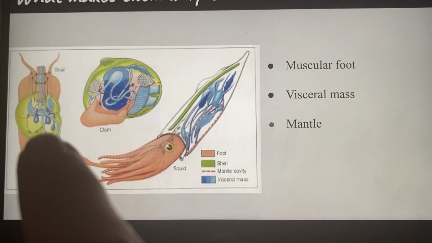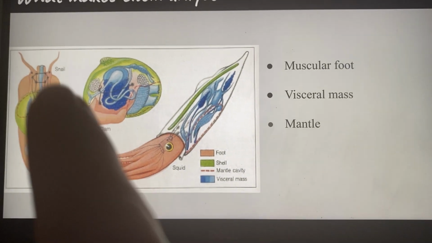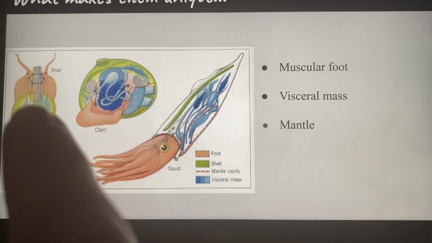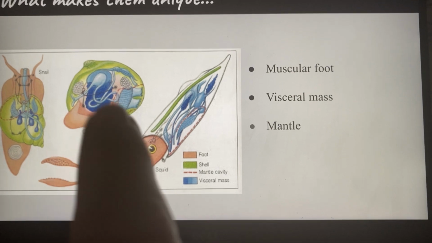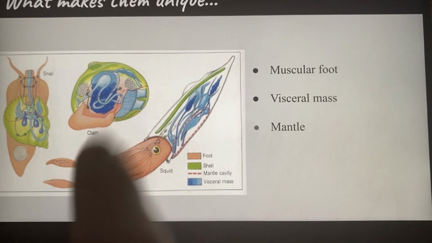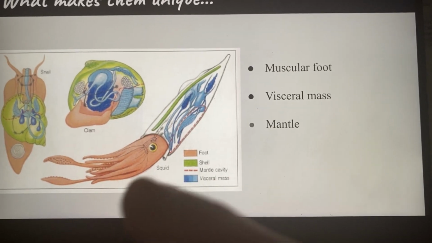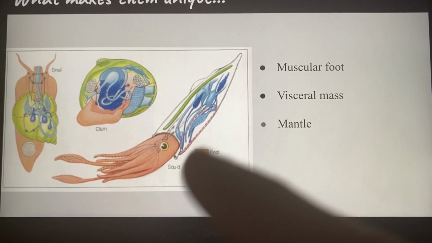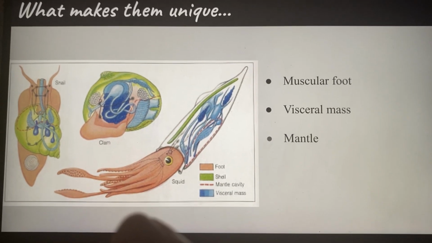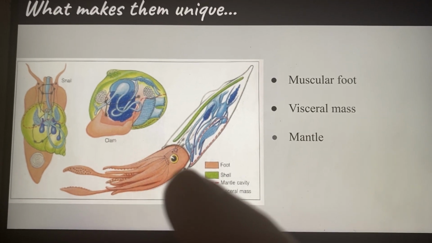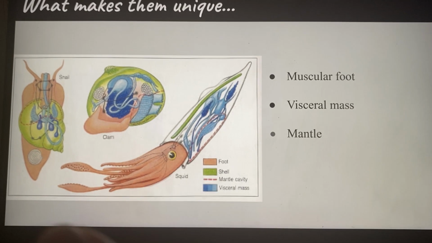The muscular foot on a snail is pretty much the whole bottom half, the slimy part that they use to move on. For a clam, it's going to be a tongue-like appendage that comes out of the shell that they use to push themselves around the floor or wherever they're at. And then for squid, they have an evolutionary adaptation which turned their muscular feet into tentacles.